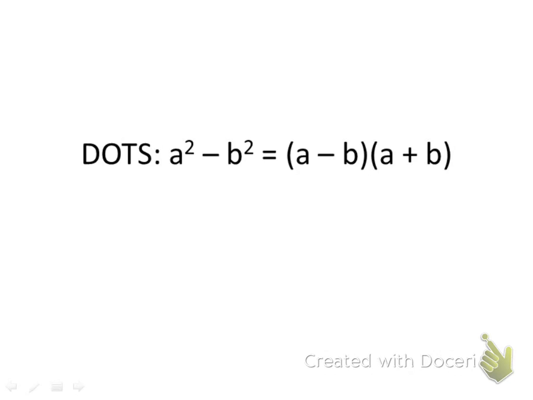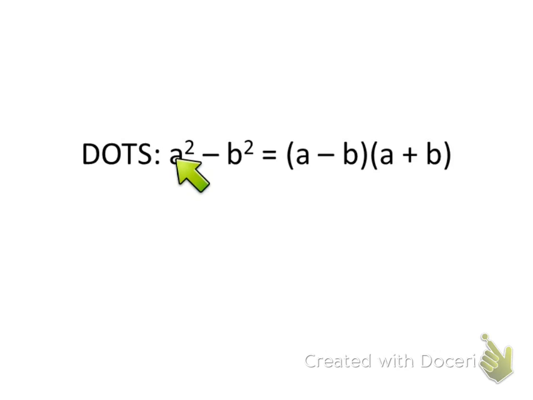Here is the formal definition. I want you to write this down real quick. I will show you a way to make it a lot easier than what it looks on the board. But basically when you're doing dots, you start with two squares. A squared and B squared is what is shown right here. It's a difference, so it's a minus sign in the middle. A difference of two squares.